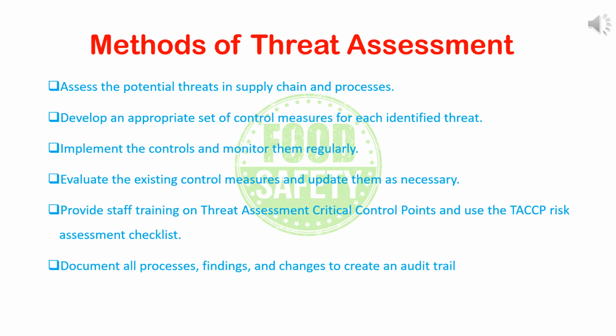First one is assess the potential threats in supply chain and process. Second is develop an appropriate set of control measures for each identified threat. Next is implement the controls and monitor them regularly. And next is evaluate the existing control measures and update them as necessary. The fifth one is provide staff training on TACCP and use the TACCP risk assessment checklist. And the final one is document all process findings and changes to create an audit trail.